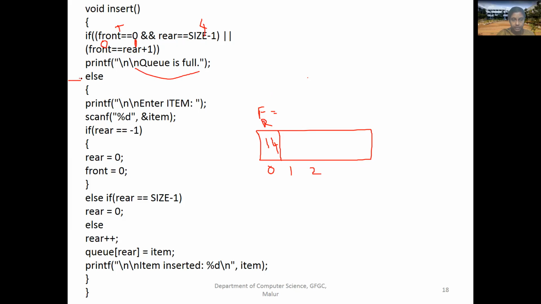It will come to the else part. It needs to enter the item. Consider we will enter 35 as our item. Now you check whether rear equals to -1. No, rear is 0. So it will come to the else part. Whether rear equal to size -1? Rear value is 0. Size is 5 minus 1, 4. This is also false. It will come to the else part.